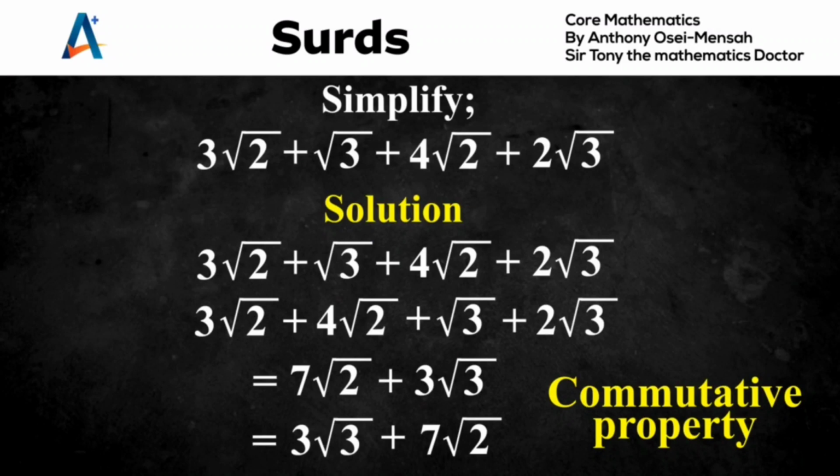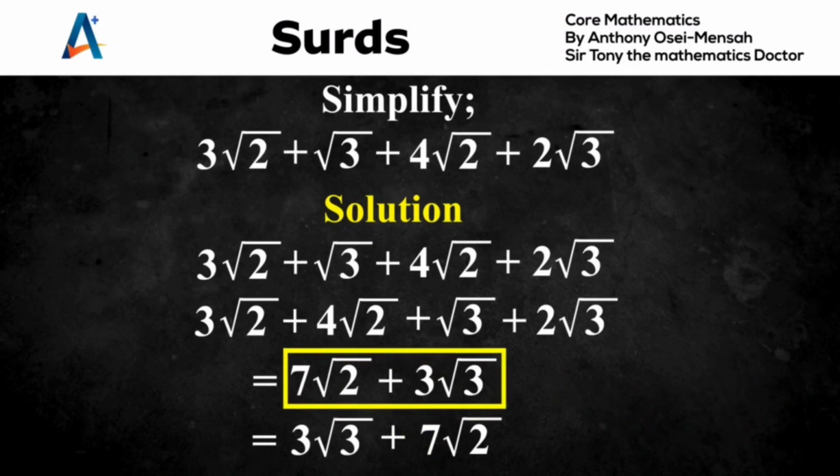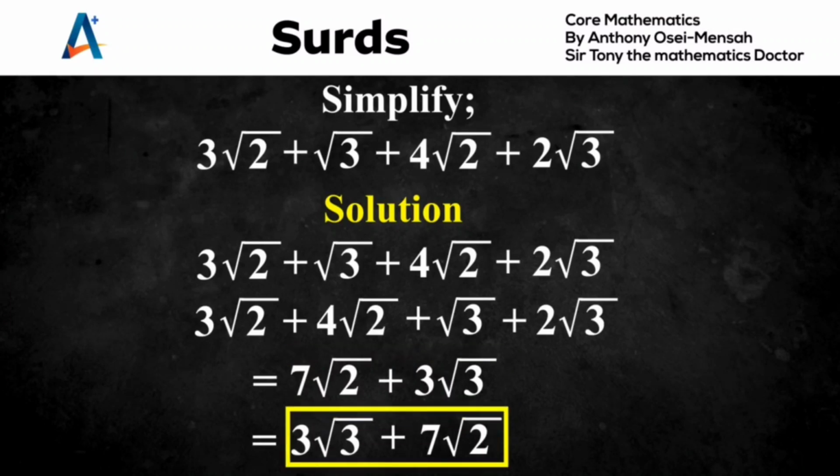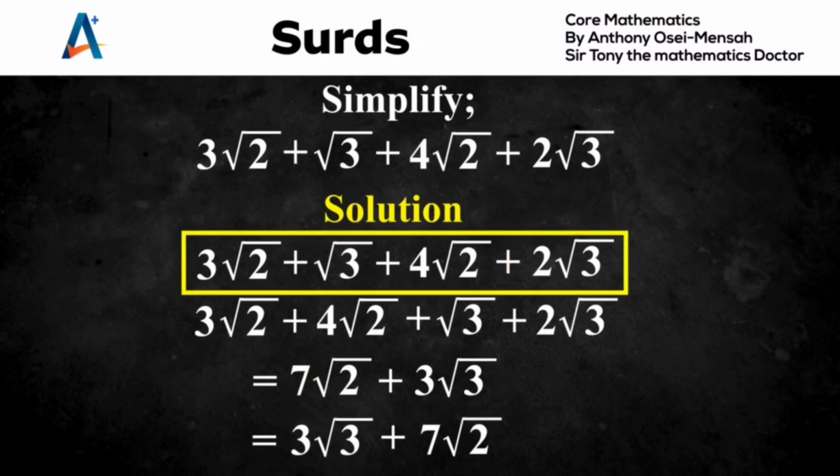The arrangement of the terms does not matter since it is an addition sign. So 7 root 2 plus 3 root 3 is the same as 3 root 3 plus 7 root 2. That is the final answer for this particular question.